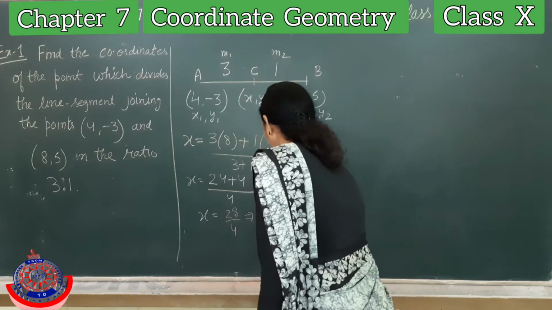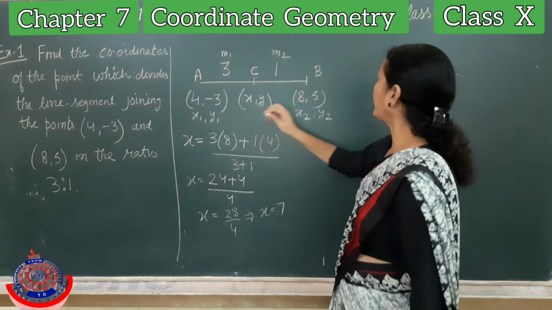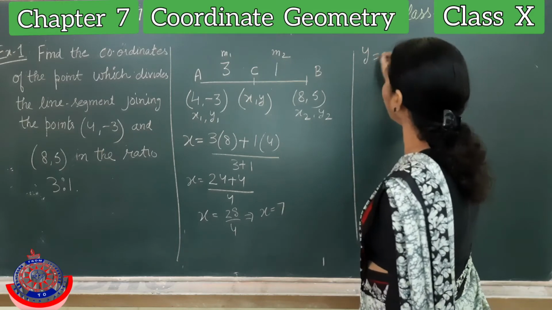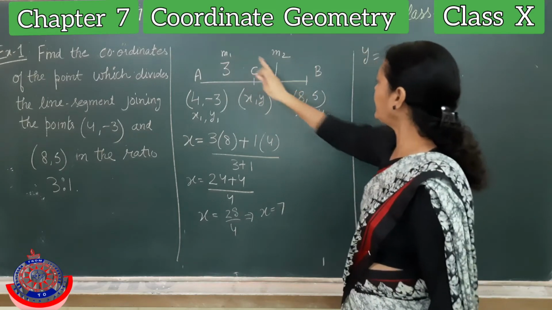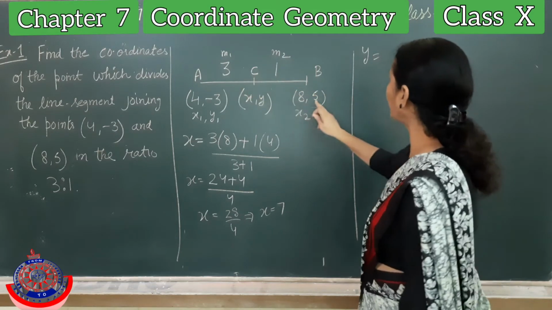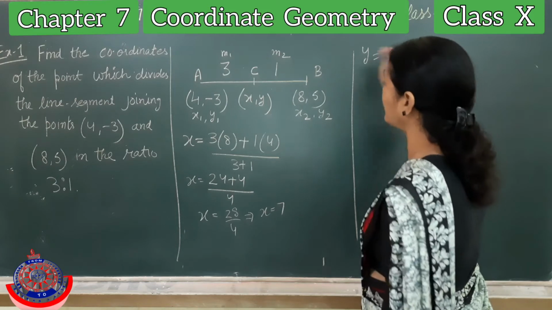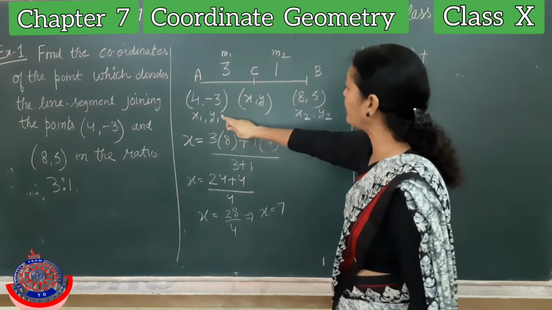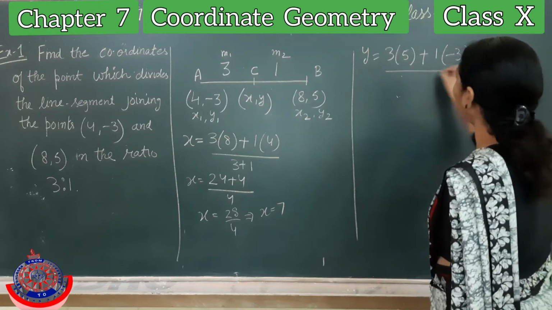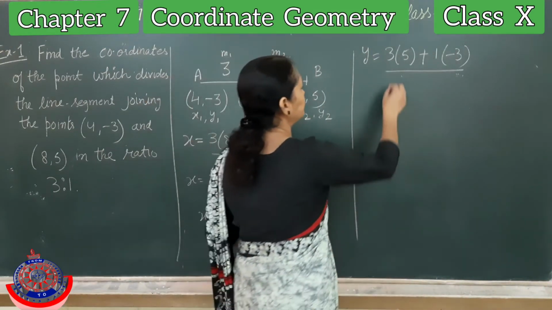So we have obtained the value of x as 7. Now let us try to calculate y. For y again, m1 into y2, that is 3 into 5, plus m2 into y1, upon sum of the ratios, that is m1 plus m2, 3 plus 1.